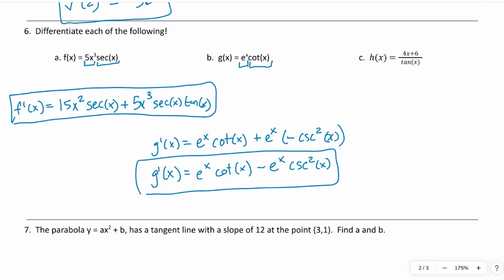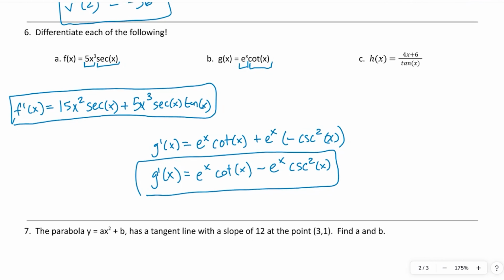Okay, letter C. Here we've got a quotient. We've got 4x plus 6 divided by tangent x. So I'm going to see if I can just do the quotient rule here without writing down all the different derivatives, because these derivatives shouldn't be too hard to find. Tangent, you're going to have that memorized, and the slope of 4x plus 6 is just 4. So there's not a lot to remember here. We just need to know what the quotient rule says.